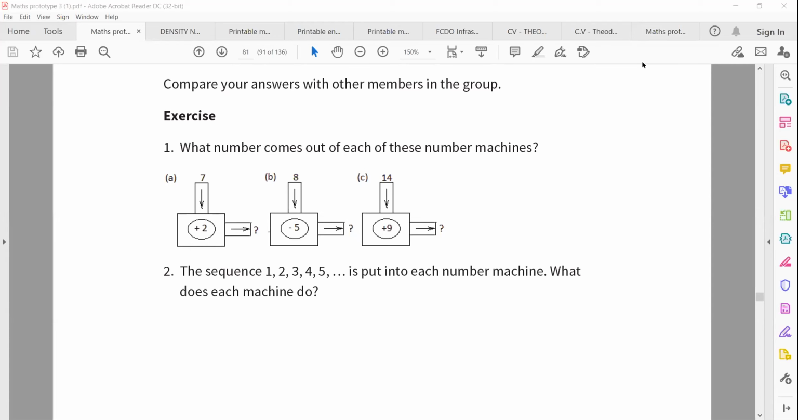Chirabo? The outcome of the machine would be 9. How do you get 9? 7 + 2 = 9. Yes, so the outcome of this would be 9. So we are getting numbers, then you have to look at what sign is here. We have an addition here. So 7 + 2, we shall get 9 as the outcome.